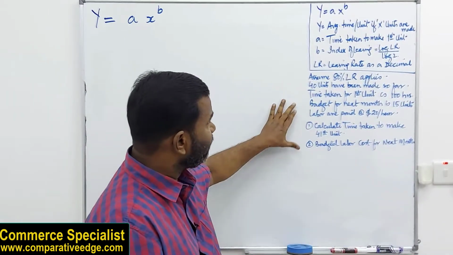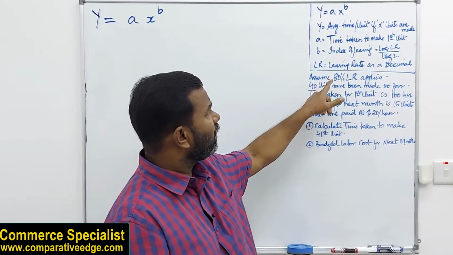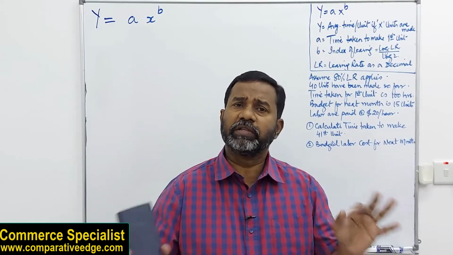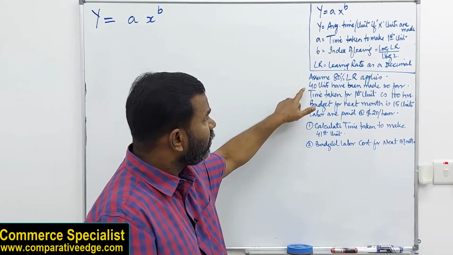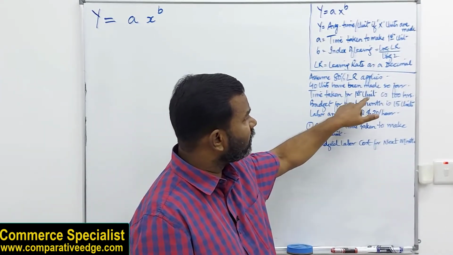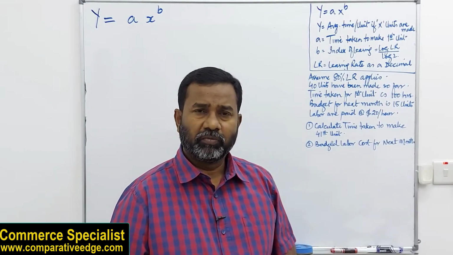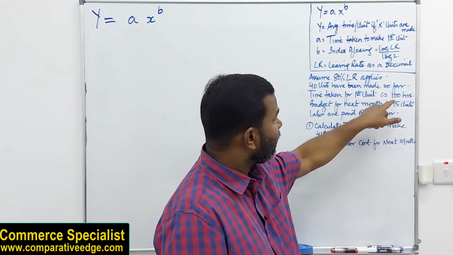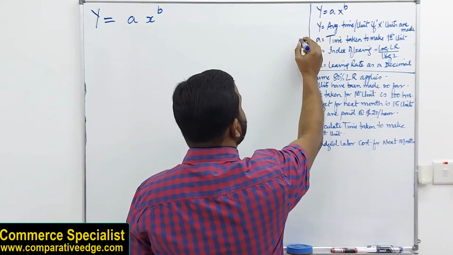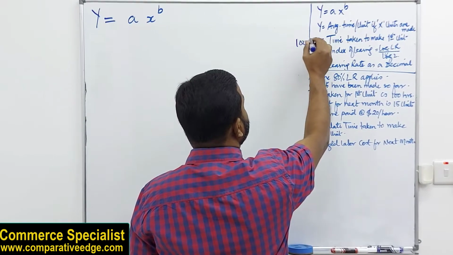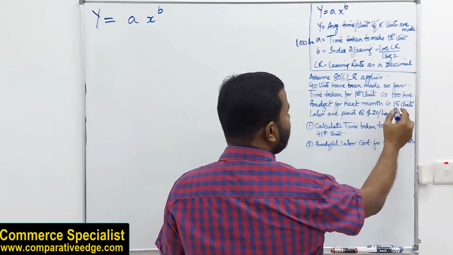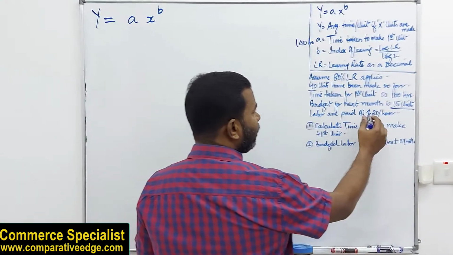So here is a question, I'm just reading it for you. Assume an 80% learning rate applies. So that is given already in the question. 80% is the learning rate. 40 units have been made so far. Time taken to make the first unit is 100 hours. So A, in our example, this is A. So I'm just writing here A is 100 hours. The budget for the next month is 15 units. Laborers are paid 20 per hour.